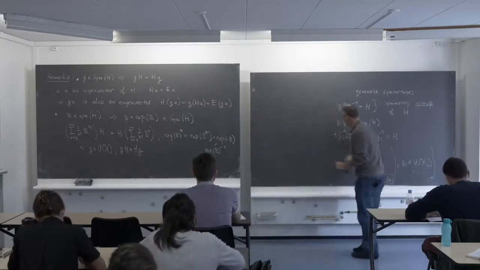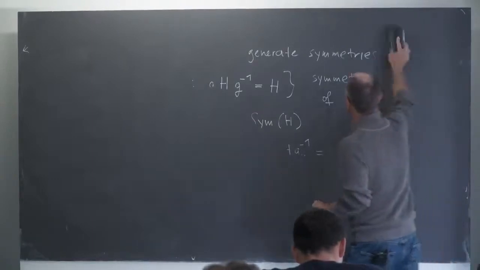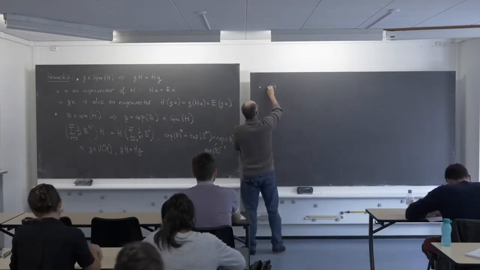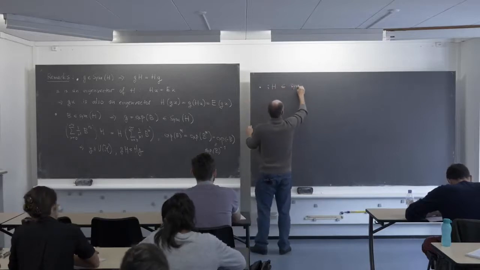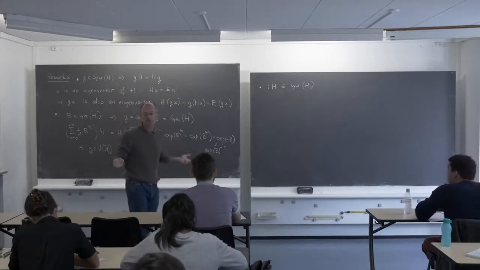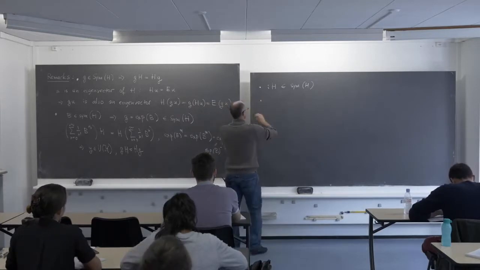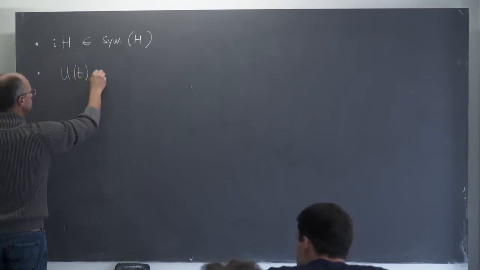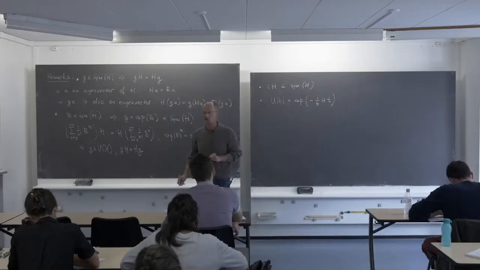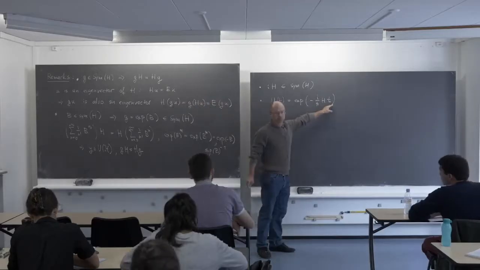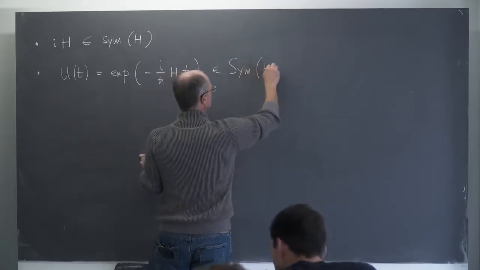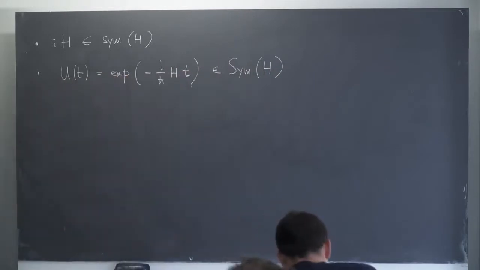One more remark, which is a somewhat obvious remark. If we multiply H by i, of course we obtain an element of symmetries of H, right? H commutes with itself, so it generates a symmetry. And this also implies that the evolution operator, which is an exponential of some particular B, is also an element of the symmetry group.